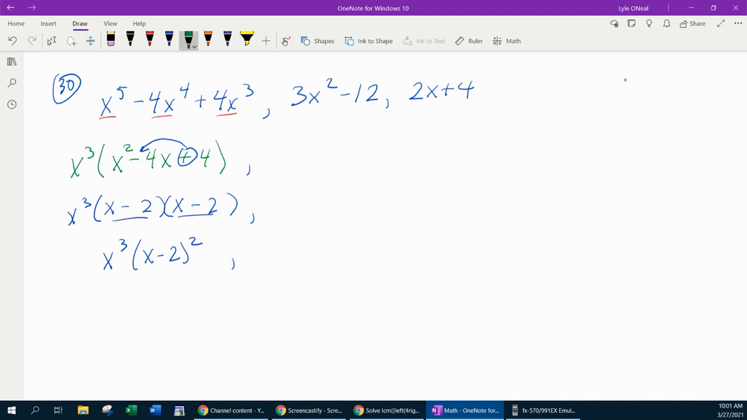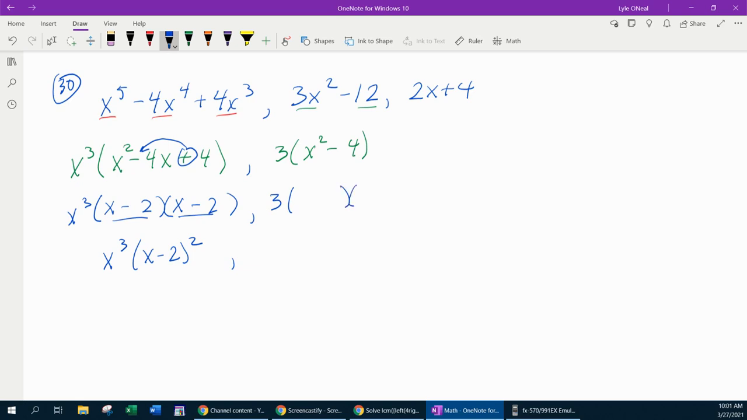Next, we have a binomial. They have a 3 in common. So remember, when you're factoring, factor out has to come first. I got to factor out the 3 first. That's going to leave me x squared minus 4. And then the stuff inside is the difference of squares. So that's going to need to factor again.